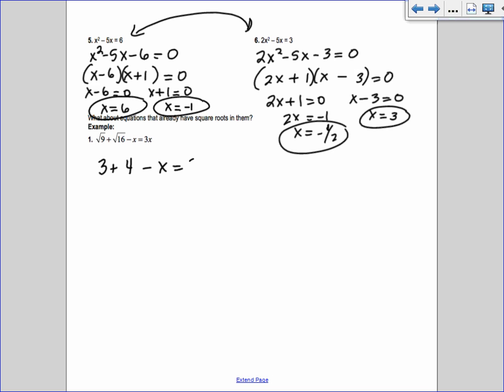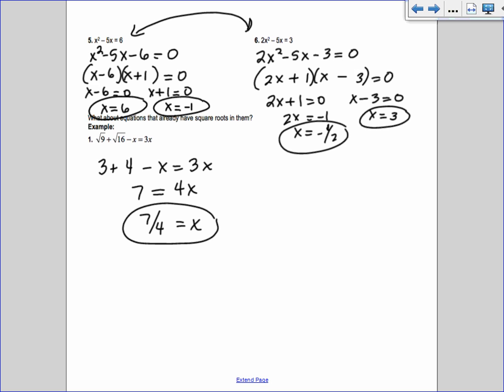Minus x equals 3x. So I get 7 equals, if I add the x to the other side, 4x. Divide by 4. So 7 over 4 equals x. That's your answer. So if you have square root of 9, you don't write plus or minus 3. That's what I told you. Math teachers everywhere mess that up.